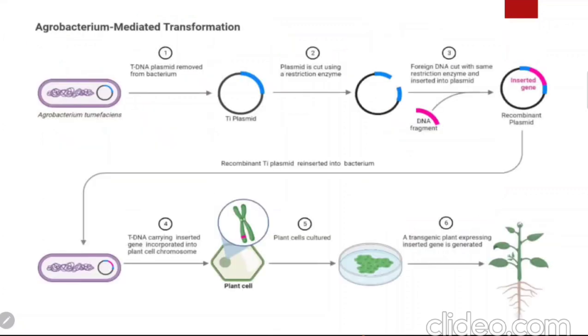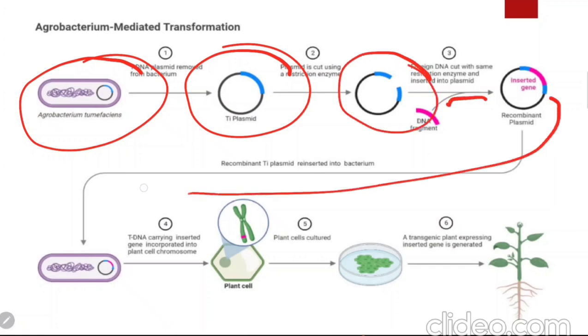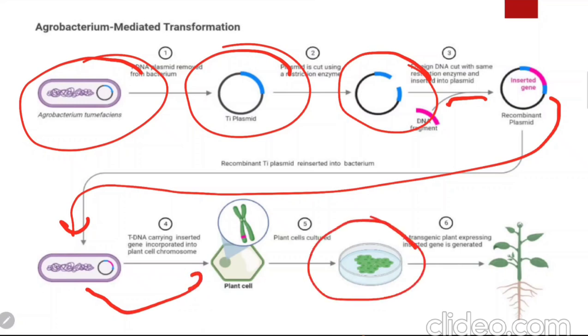So here we can see a schematic diagram of how it is followed. We have Agrobacterium. We isolated this Ti plasmid, inserted our GOI, then transformed it back into Agrobacterium, transformed into plant, selection of the plant, and then we culture those plants, and ultimately we have a plant expressing our GOI.